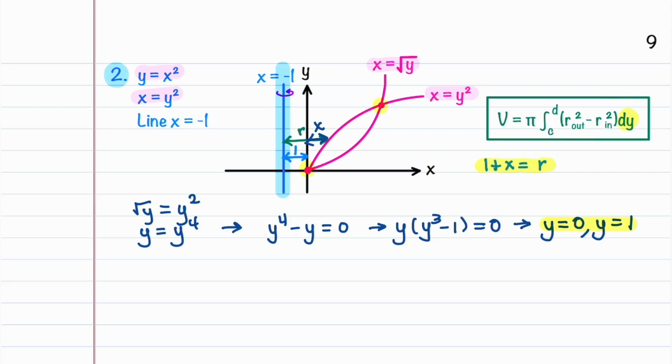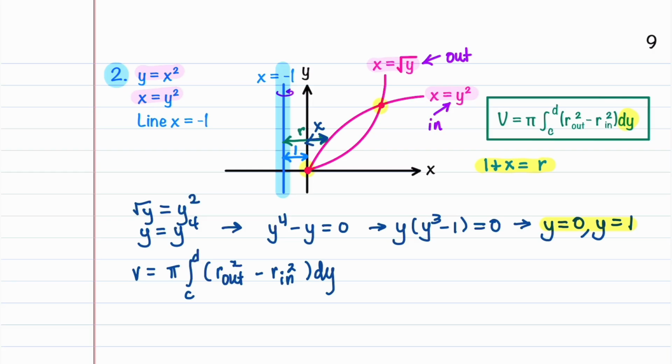Before we set up our integral, let's make sure we understand what curve corresponds to our outer radius and our inner radius. This curve right here corresponds to our inner radius because it's the curve closest to our line of rotation. And then this curve corresponds to our outer radius. Now let's write down our formula for our volume. It is pi times the integral from c to d, our outer radius squared, minus our inner radius squared, times dy.